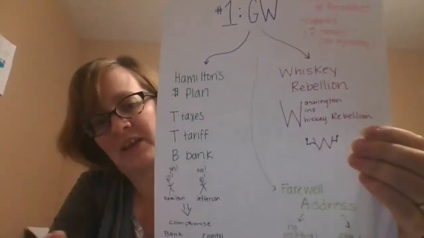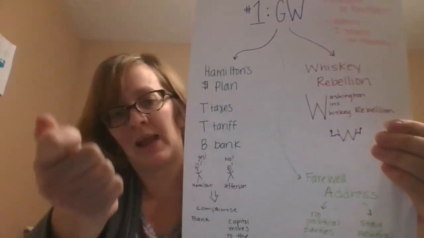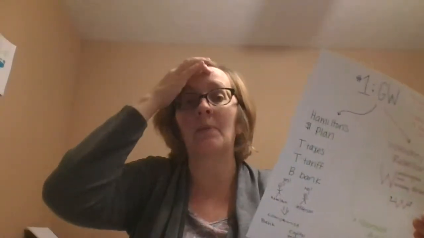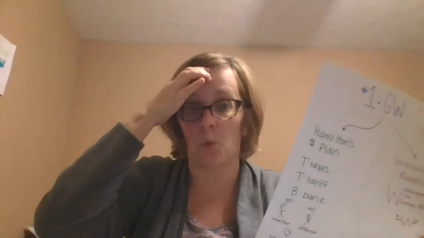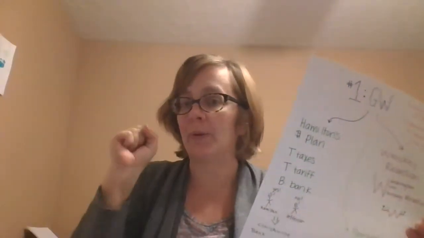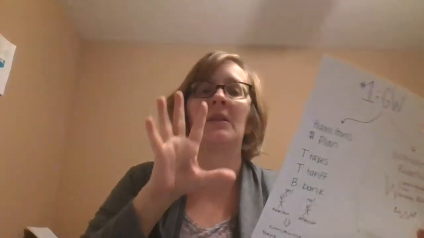George Washington is our first president. We have Hamilton's financial plan. He wants to raise taxes, start some tariffs, and a bank. Just remember, tariffs raise the cost of imported goods, foreign goods, goods from Europe, European goods, British goods. Those all mean the same thing.